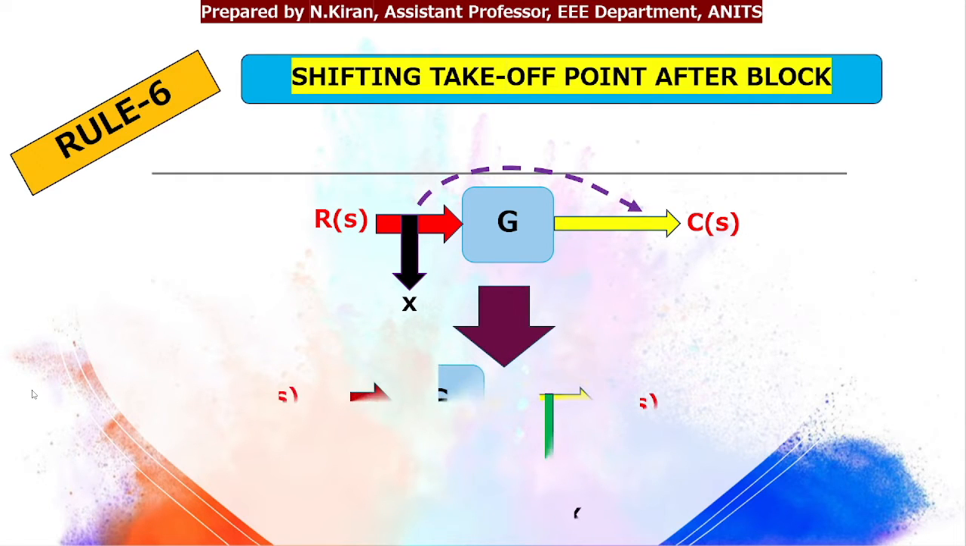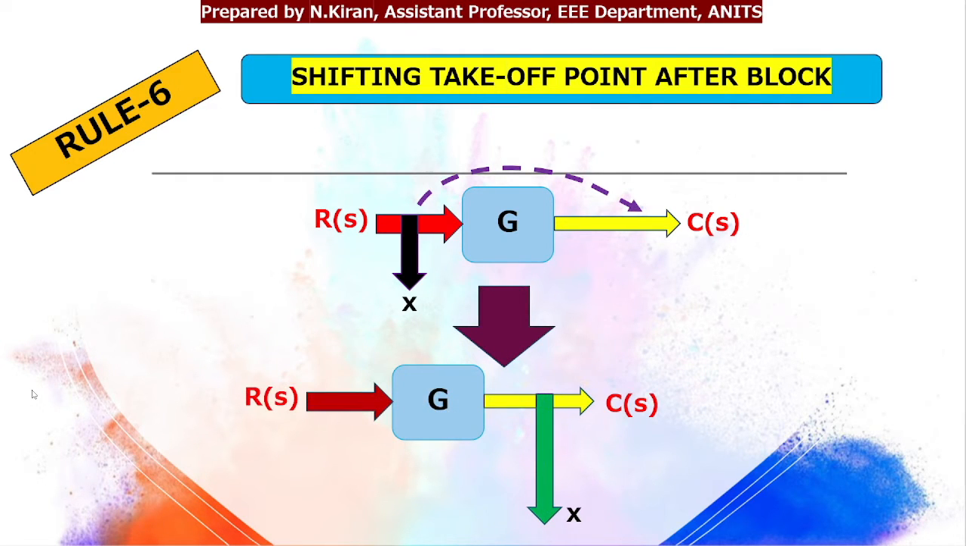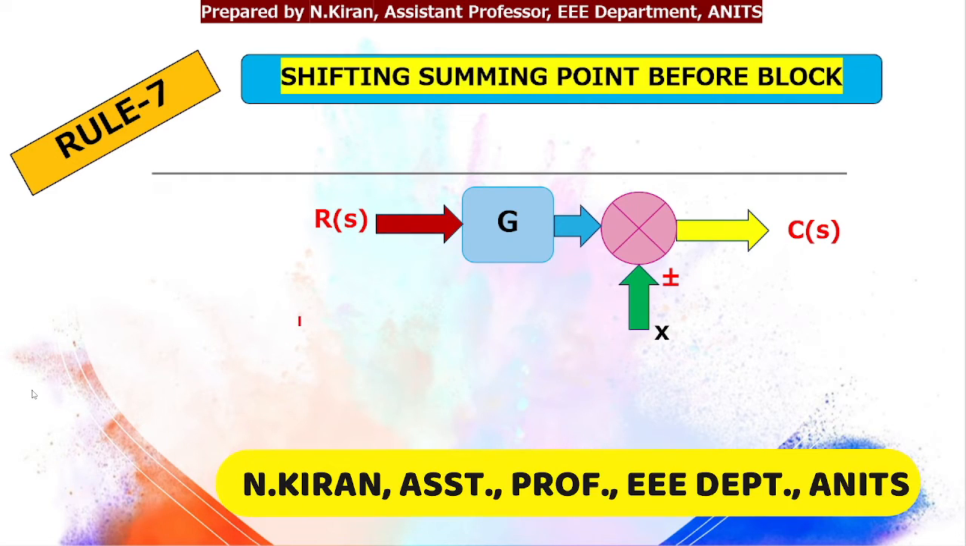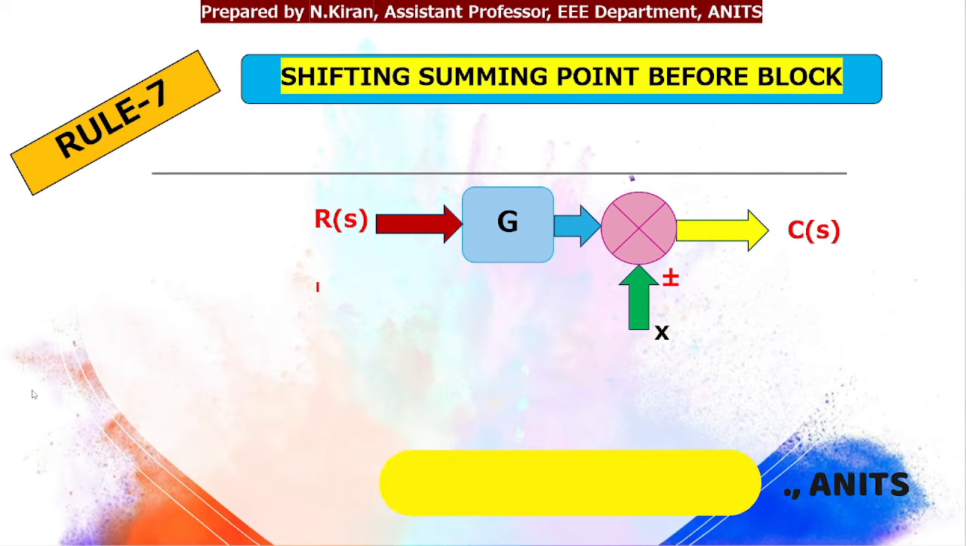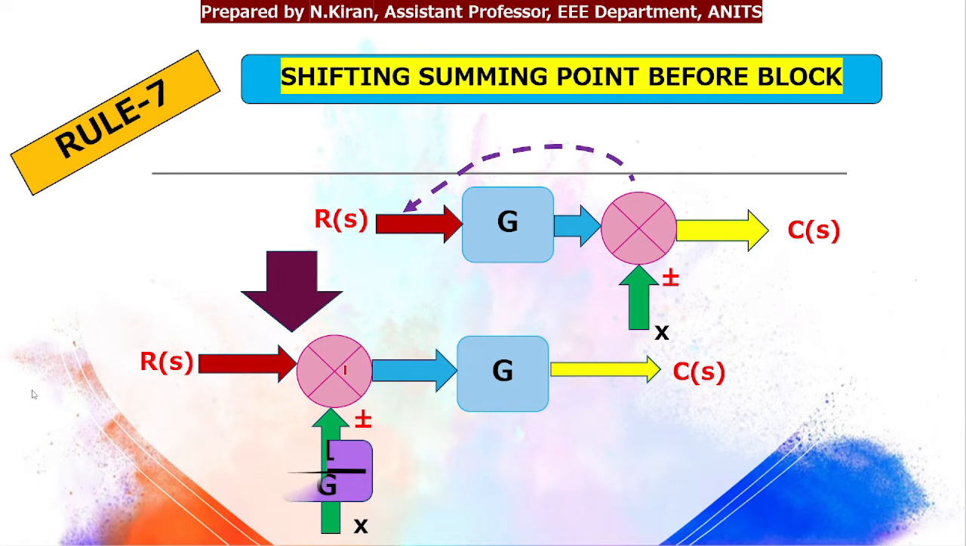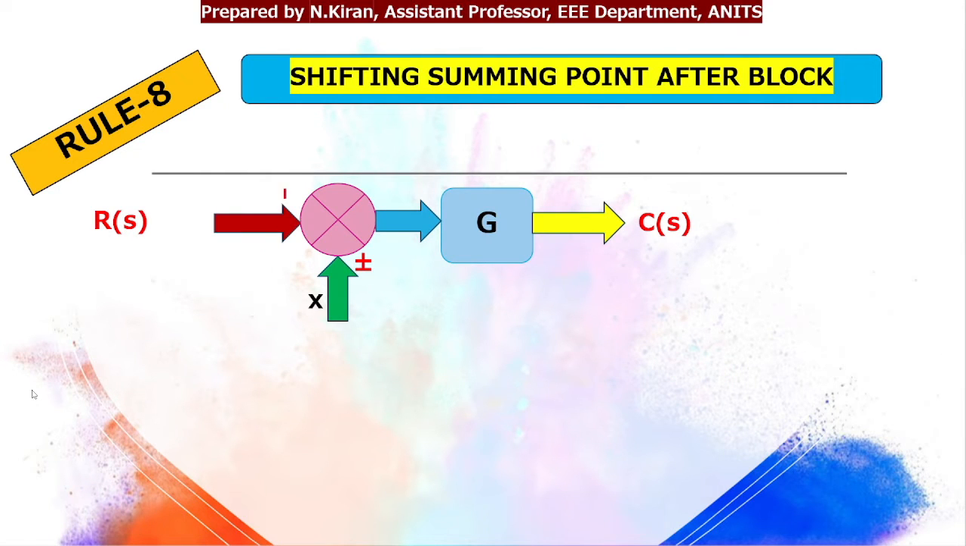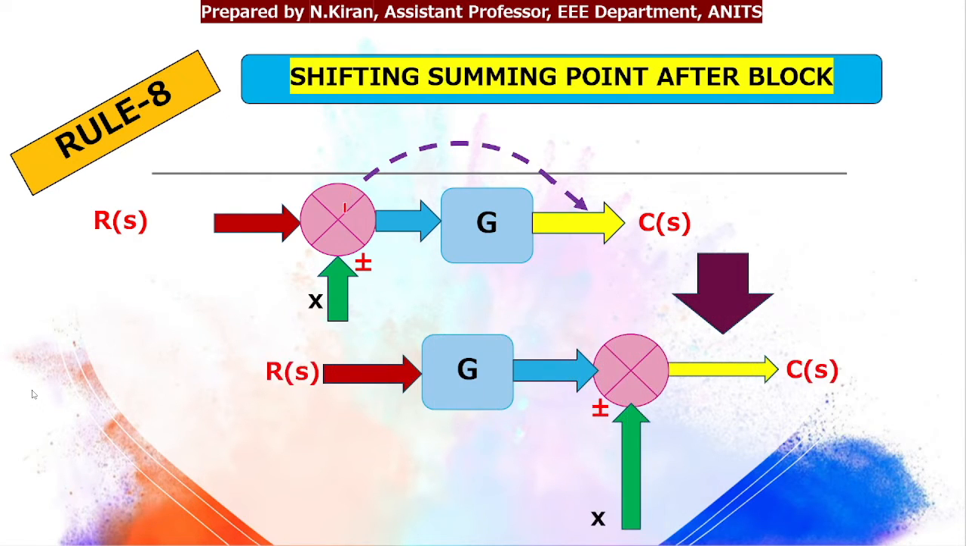Rule number 6: if I want to shift my takeoff point after the block G, I need to multiply my takeoff point by 1 by G. Rule number 7, shifting a summing point before a block: I need to multiply by 1 by G. And the 8th one, shifting a summing point after the block: I need to multiply with the gain value of the block, that is G.